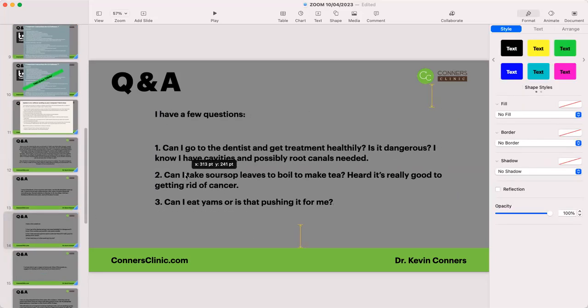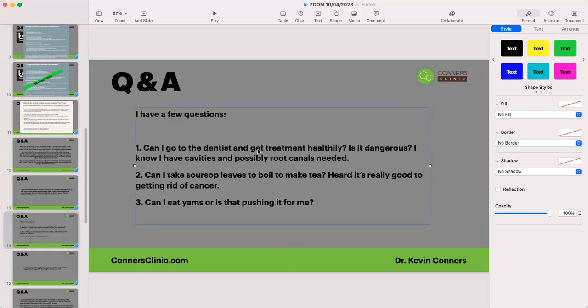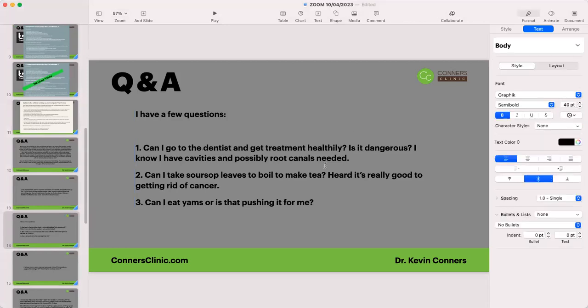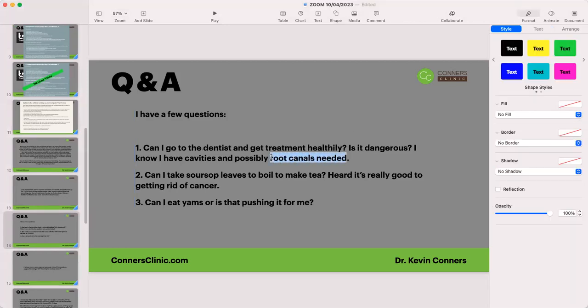I have a few questions. Can I go to the dentist and get treatment healthily? Is it dangerous? I know I have cavities and possibly root canals needed. So first of all, I wouldn't get any root canals personally. It's hard to do that if it's a front tooth or something like that, but there are just dangers in getting root canals. I think I have some articles on the blog post, so you can certainly Google lots of articles on the dangers of root canals by good biological dentists.